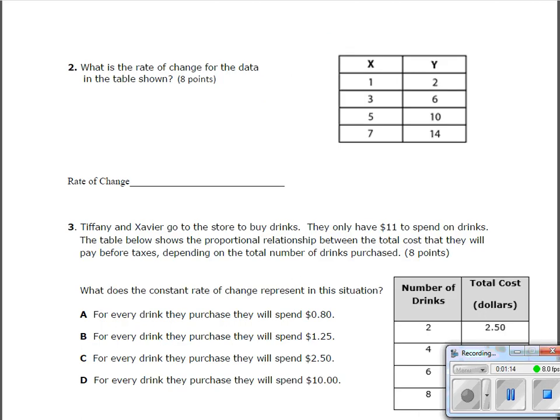Number 2 says, what is the rate of change for the data in the table shown? Well, the rate of change is the change of Y over the change of X. So how much did the Y change from the 2 to the 4, the 6 to the 10, and the 10 to the 14? It changed by 4 each time. And then on the X side, how much did it change from the 1 to the 3, the 3 to the 5, the 5 to the 7? It changed by 2 each time. And so what we have is the change of Y over the change of X, or 2 is the rate of change.